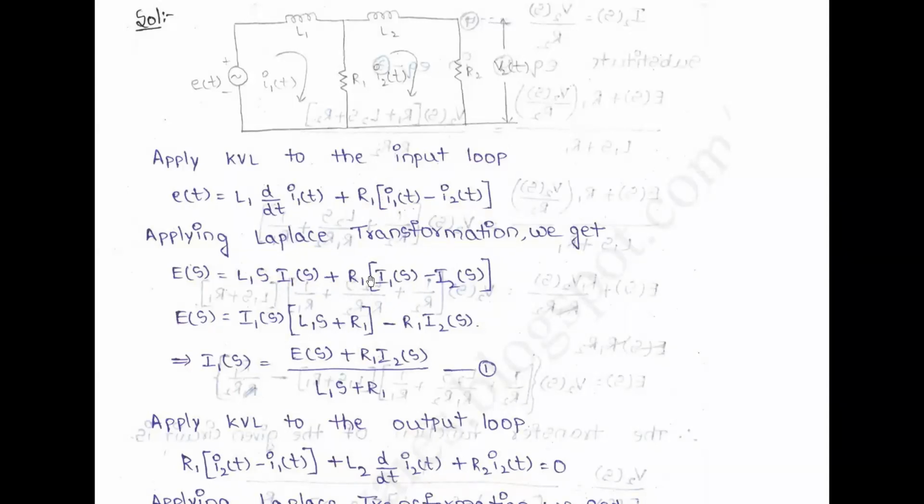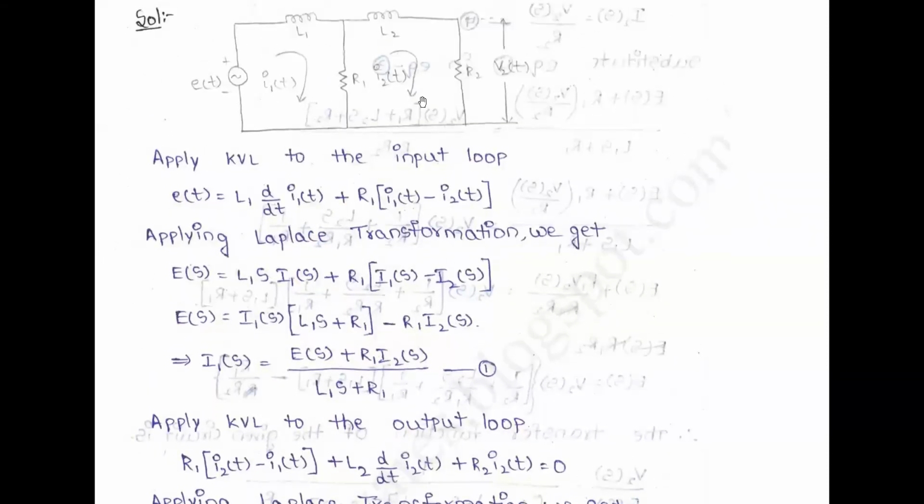So I1 of S is separated, I2 of S is separated, and I1 of S is common: L1S plus R1 minus R1 into I2 of S. So in this equation, I1 of S is equal to E of S plus R1 I2 of S by L1S plus R1.